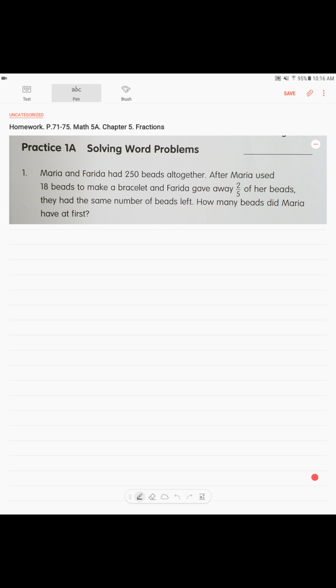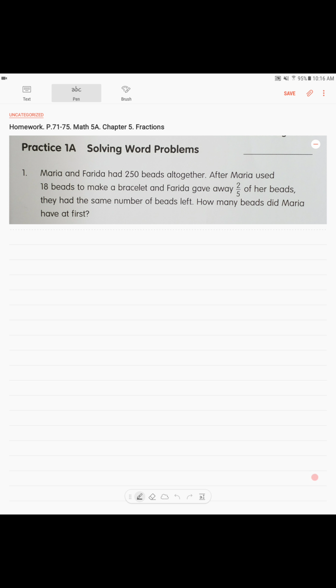Okay, problem 1. Maria and Farida had 250 beads altogether. After Maria used 18 beads to make a bracelet and Farida gave away 2/5 of her beads, they had the same number of beads left. How many beads did Maria have at first?